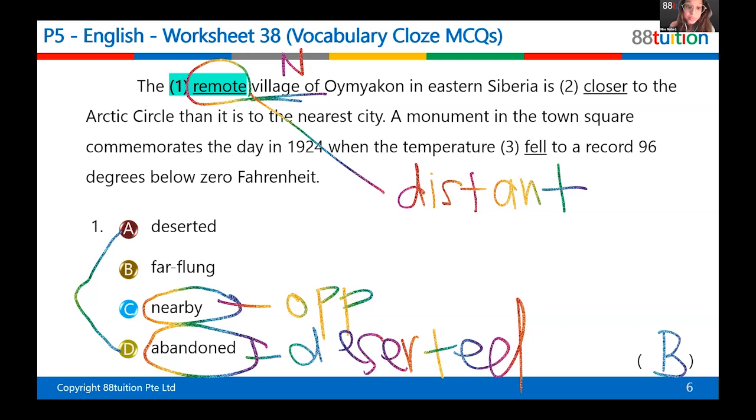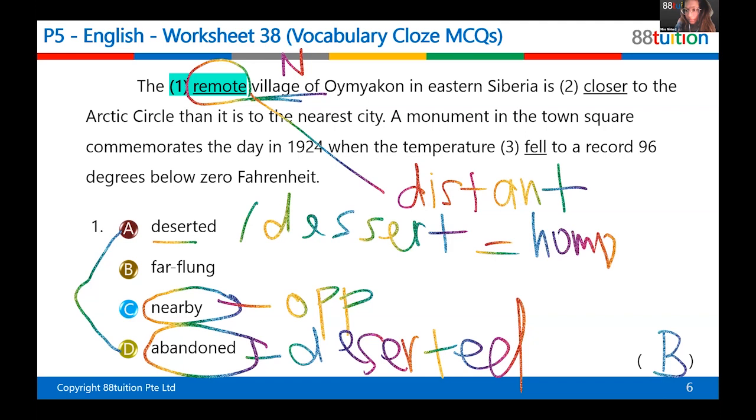Of course, dessert with a double S is the food that you eat. So take note of the spelling, because kids always misspell dessert. That's a homonym, right? Sorry, not homonym, homophone. They are spelled differently, but they're pronounced the same way. These 2 words are homophones. They're not homonyms because they're spelled differently, but pronounced the same way. So this is a food. This one is barren land.